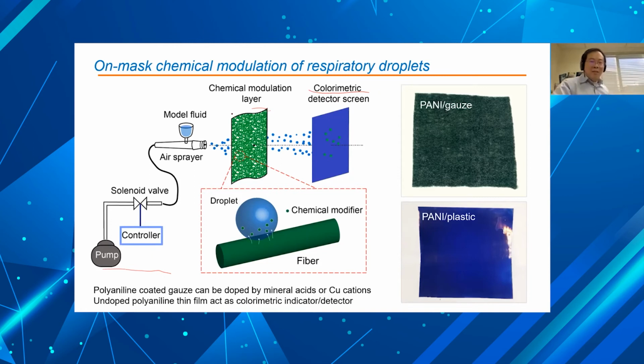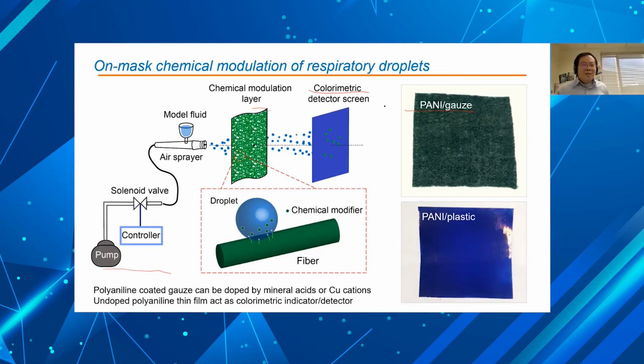For the chemically modifying layer, we ended up choosing polyaniline-coated medical gauze. Medical gauze is quite common, but the reason to choose polyaniline is that it has a reversible doping and dedoping chemistry based on acid and base reaction. You can load acid very easily by just soaking a textile in a mineral acid solution, and it can be dissolved away if you put that in water or in basic conditions. The same thing can happen with metal cations such as copper. For the colorimetric detector screen, initially I was thinking that, oh, this is super easy.